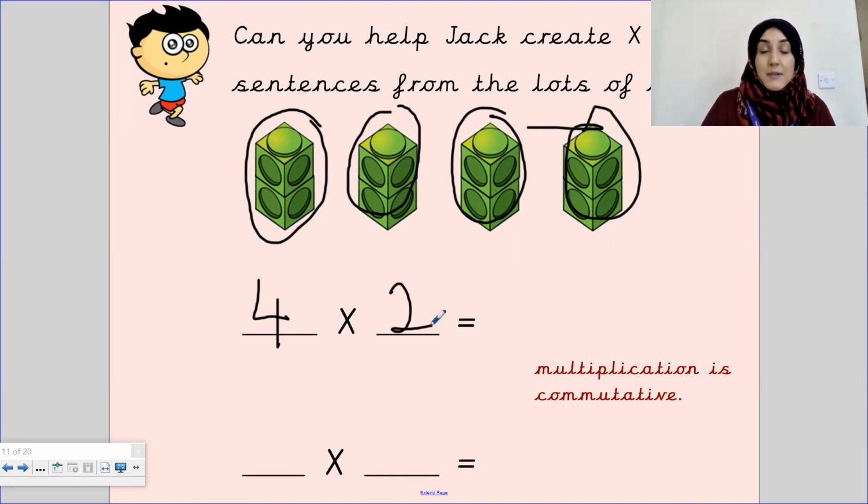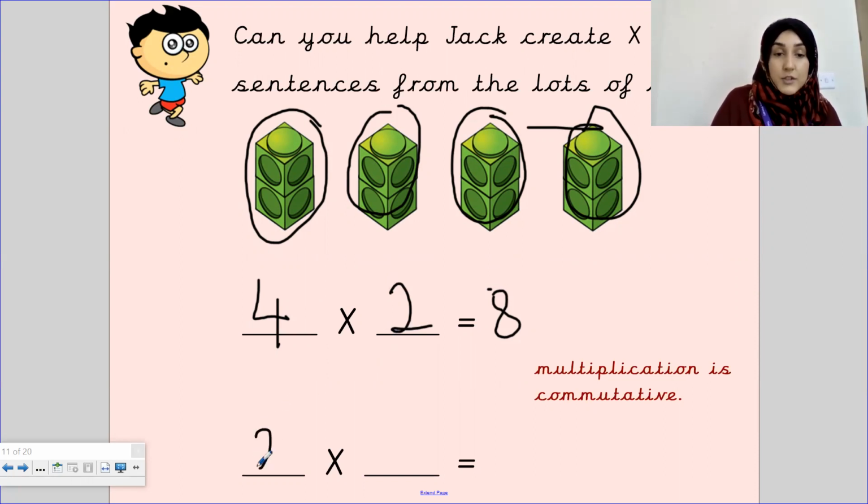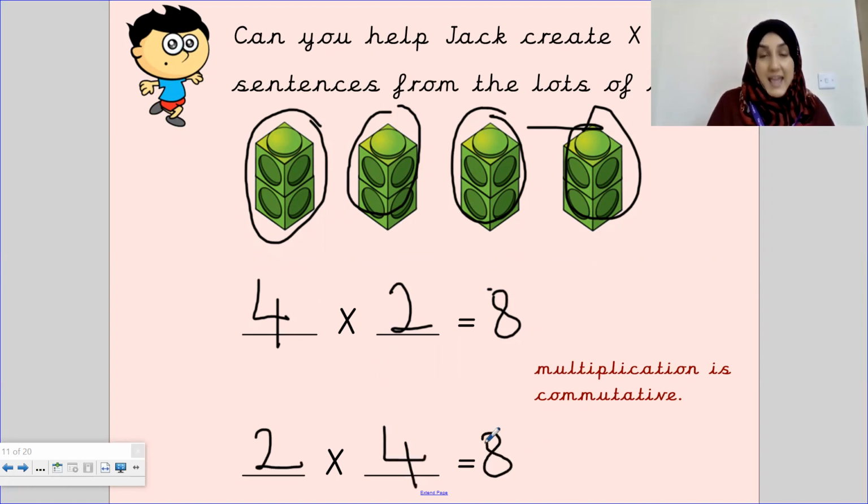So 4 multiplied by 2 equals, now let's count. Hold up 4 fingers and count in your 2s. 2, 4, 6, 8. Fantastic. So 4 multiplied by 2 equals 8. Now remember, multiplication is commutative. That means it doesn't matter if 2 goes before 4 or 4 goes after 2, it still makes the same answer. So we can have 2 multiplied by 4 still equals 8.